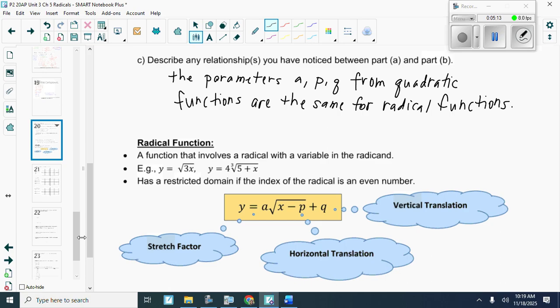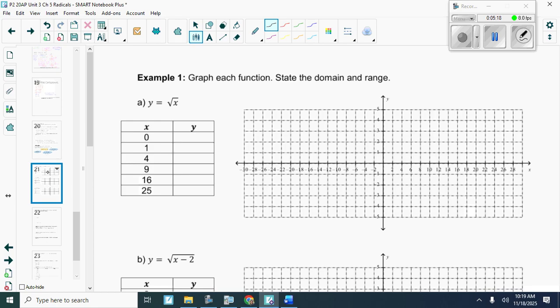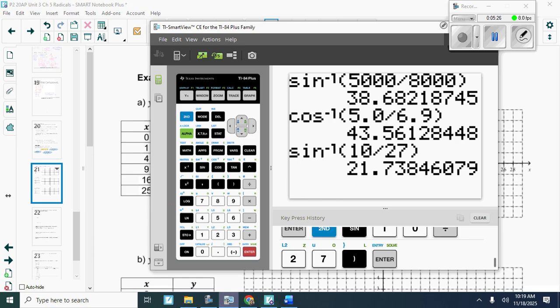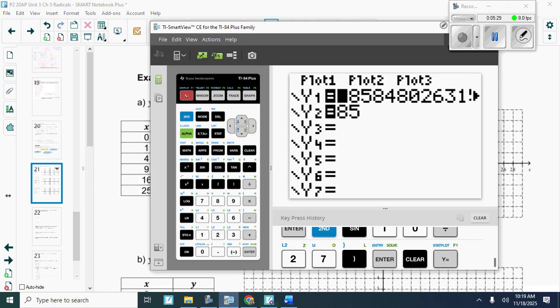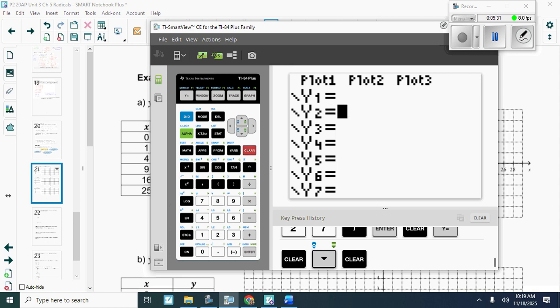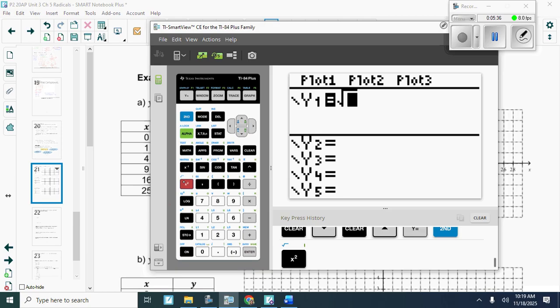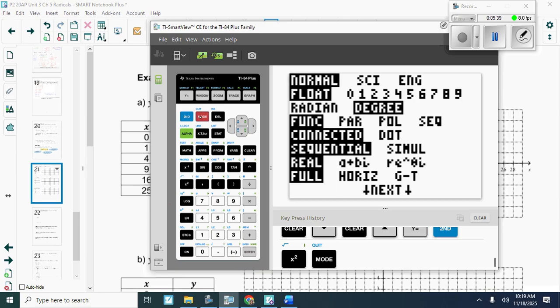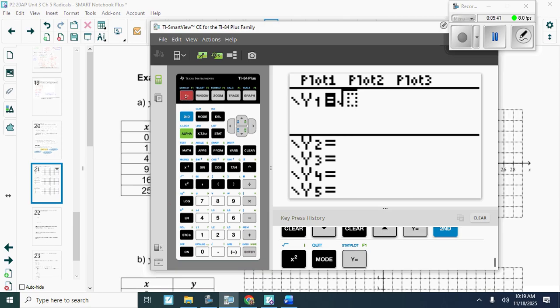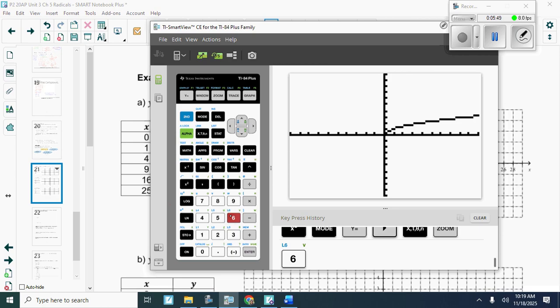Let's start with our very basic function. We haven't done anything to it. What does a radical function look like? Head over to your calculator. You can clear out anything that you've been working on, and go for square root of x. I'm just going to zoom 6 so I have something that I can see.